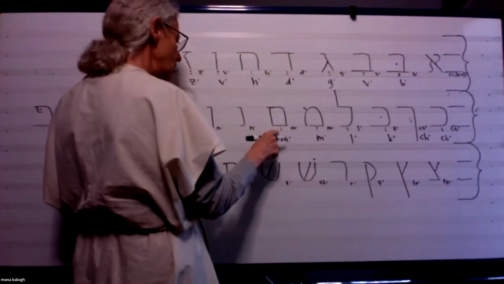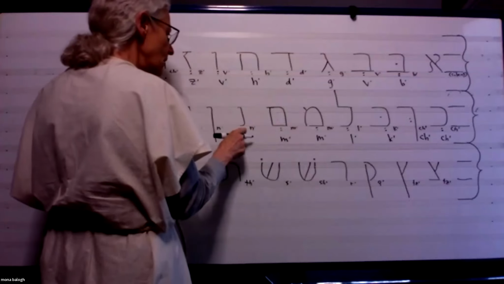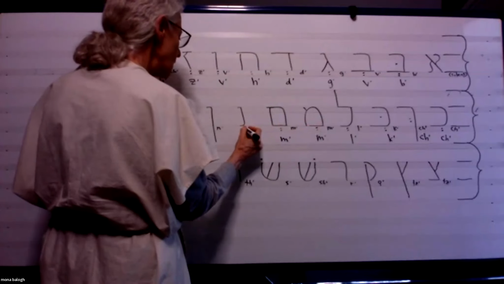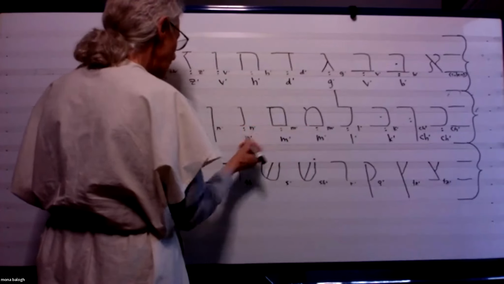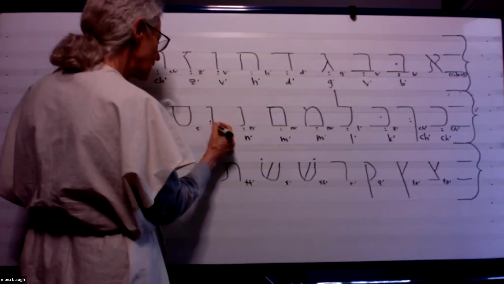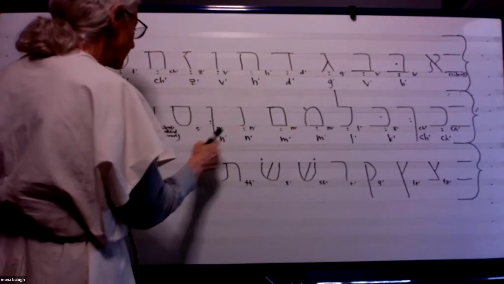Don't worry about this, but you won't see this. I don't think I've ever seen a mem sofit shva, but don't worry about it. We're just doing an exercise here. We're just doing all the letters here. Nun, shva, n. Nun sofit, shva. I don't think I've seen that either, but that would be pronounced n.